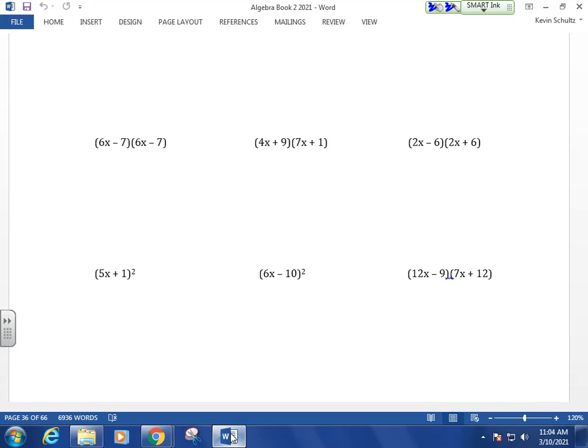I am going to show you a third method that you can use to multiply not only binomials, but nomials of any kind. Yes? Yes.